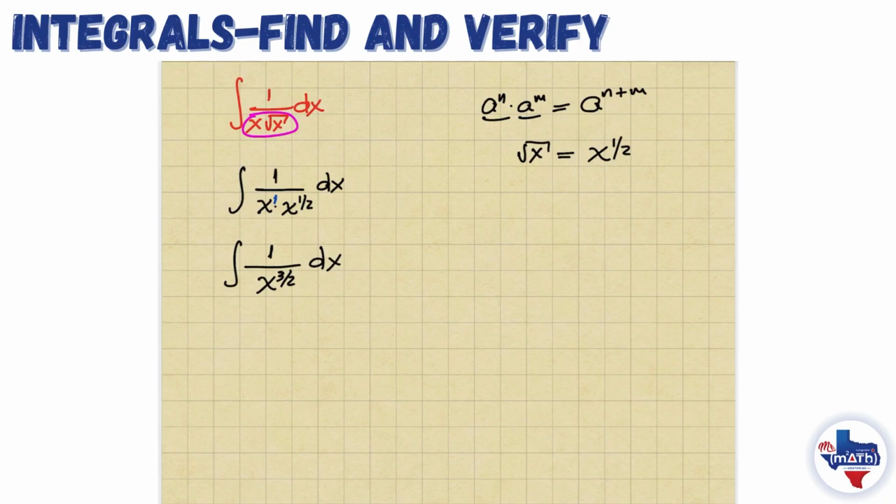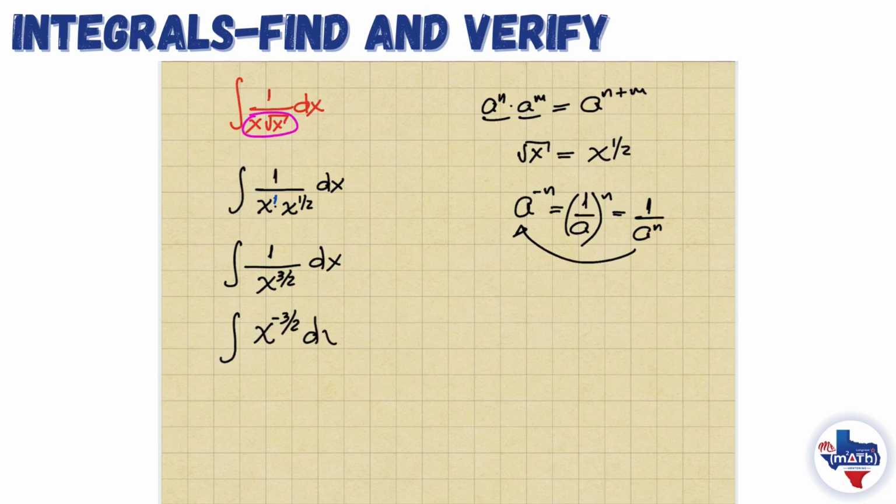Let's remember another property that says a to the negative n is 1 over a, which is the reciprocal, and everything elevated to the n. We know that 1 to the n will be 1, and this will be a to the n. Okay, now we're going to see it just backwards. Look, the denominator has the exponent that is positive, so we'll consider this as x to the negative 3/2 dx. And now we know how to integrate this.